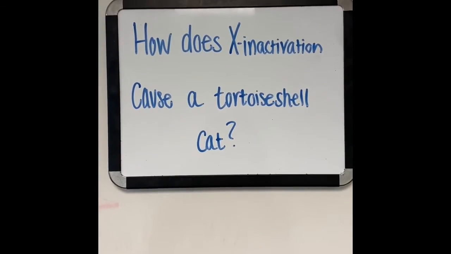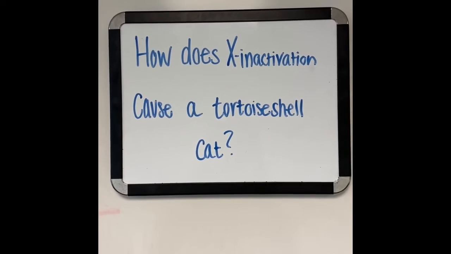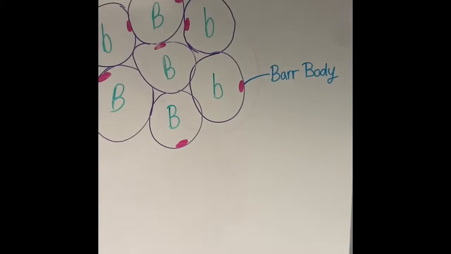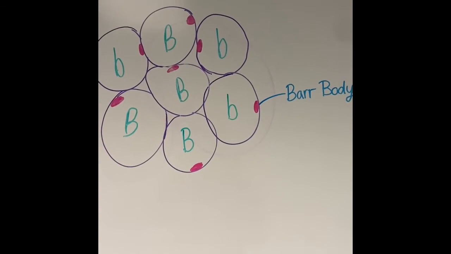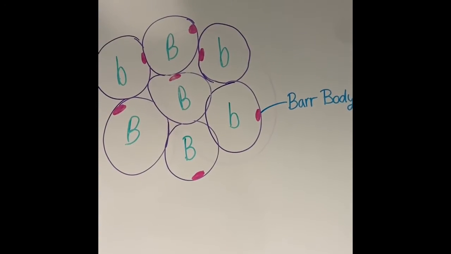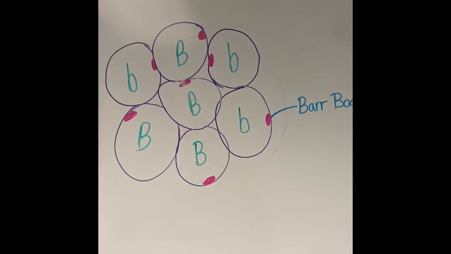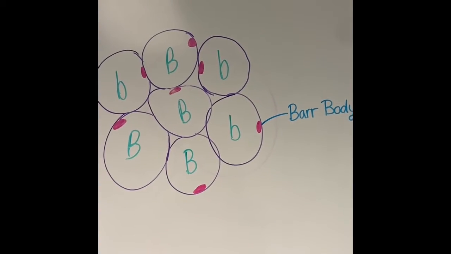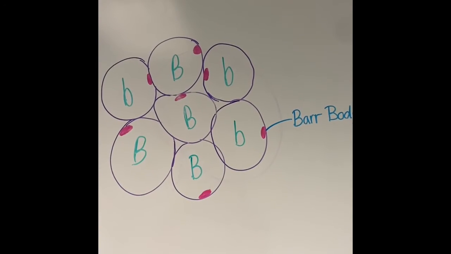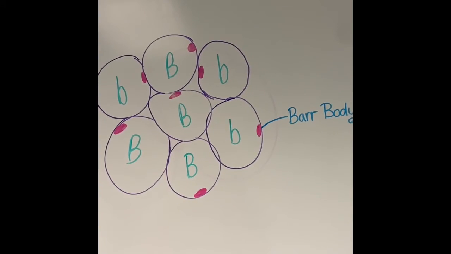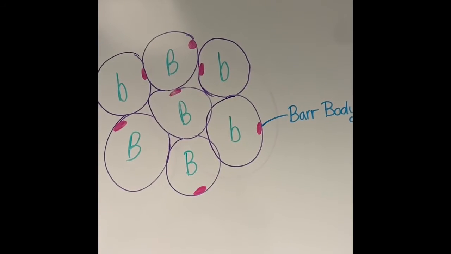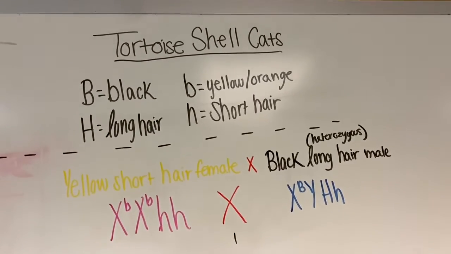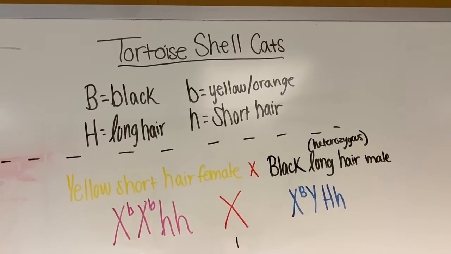After seeing the previous example, you might be asking yourself, how does X inactivation cause a tortoiseshell cat? Well, the answer is quite simple. Big B is inactive in some cells, meaning the little b is active, while in the same case, the little b is inactive in some cells, meaning the big B is active. In the long run, the clusters of cells with the big B active and the little b active will combine to give the phenotype.